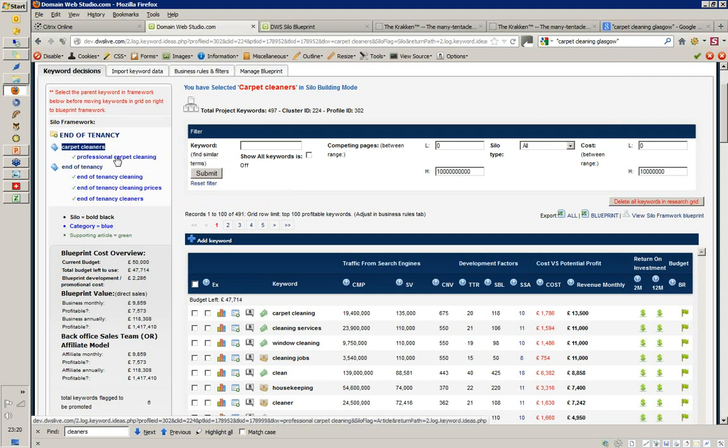So under carpet cleaners, we've got professional carpet cleaners. Then I'm going to say carpet cleaners in, and I'm going to put our geo-modified keywords in there that have got search volume for the areas that we're going to target. I just want to see what it's got.